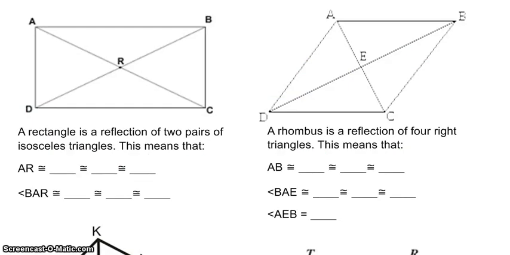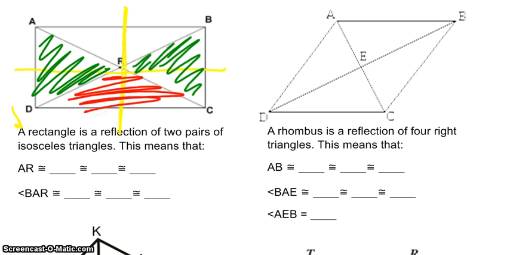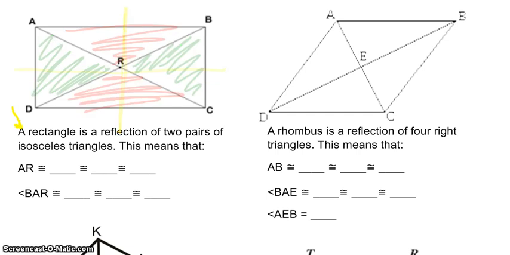Next up we have rectangles. A rectangle is a reflection of two pairs of isosceles triangles. So here are our lines of reflection. We've got one line right here, another line of reflection right here. Which means that this triangle right here, in green, is reflected over this line to form this triangle here in green. Or this triangle here in red is reflected over this line right here to form this triangle in red. Let's try and keep those ideas in mind as we answer the following questions.